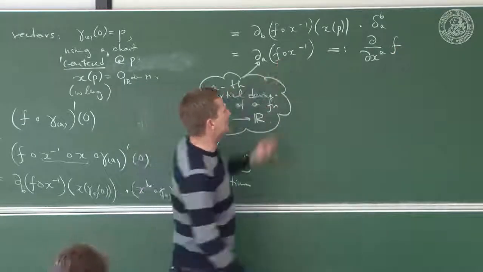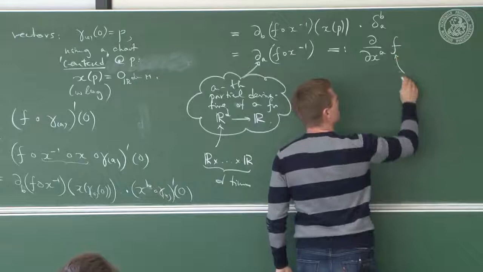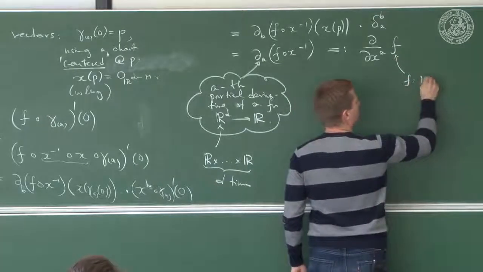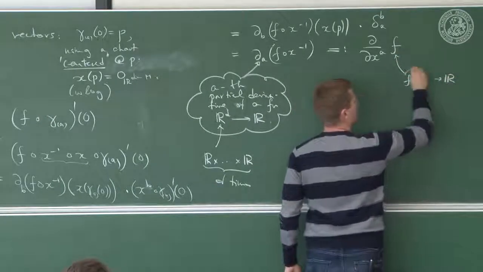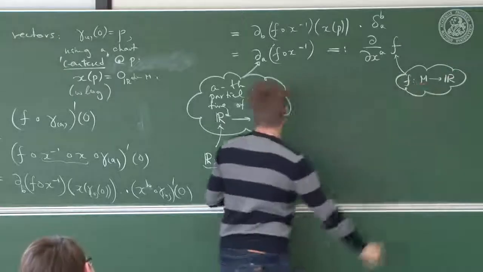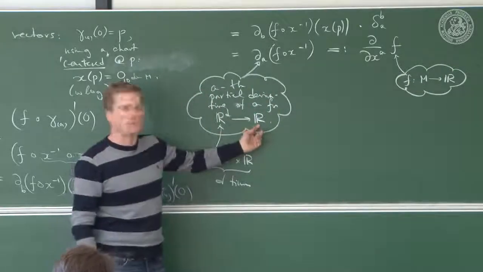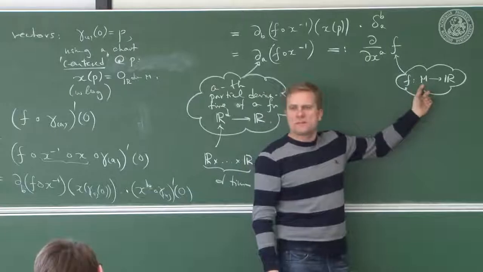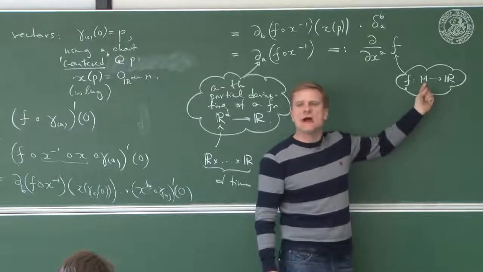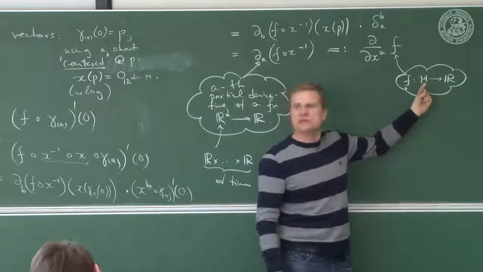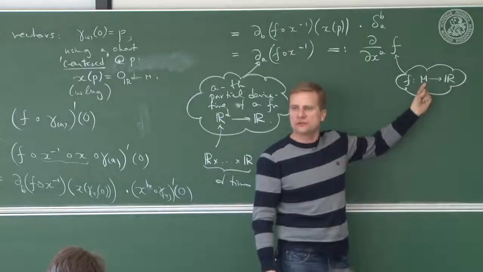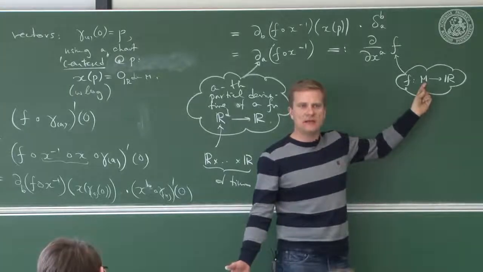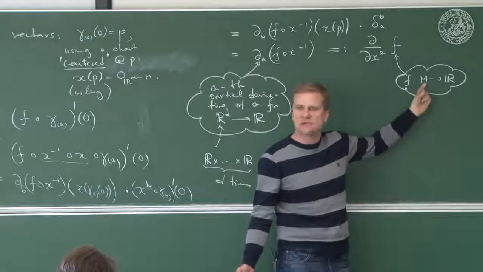Well, it's the f that's here, but recall that this f is a function from M to the real numbers. That's not a function from R^d to R. If I have a function from the manifold to R, I have no idea what it would mean to derive with respect to the first entry. The manifold is a topological space. What do you mean by the first entry?